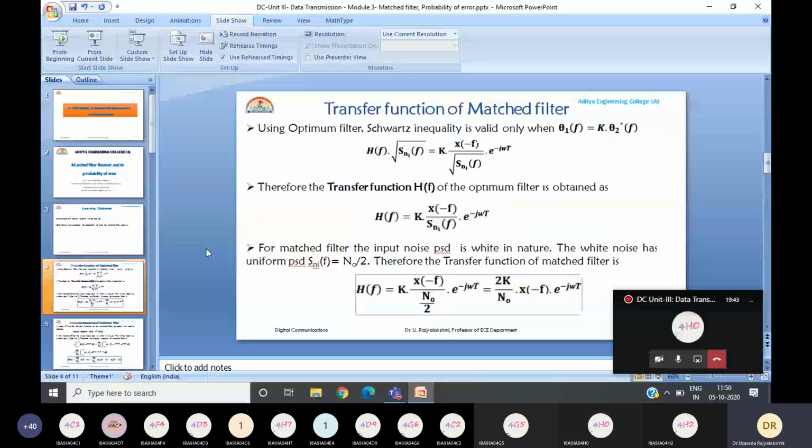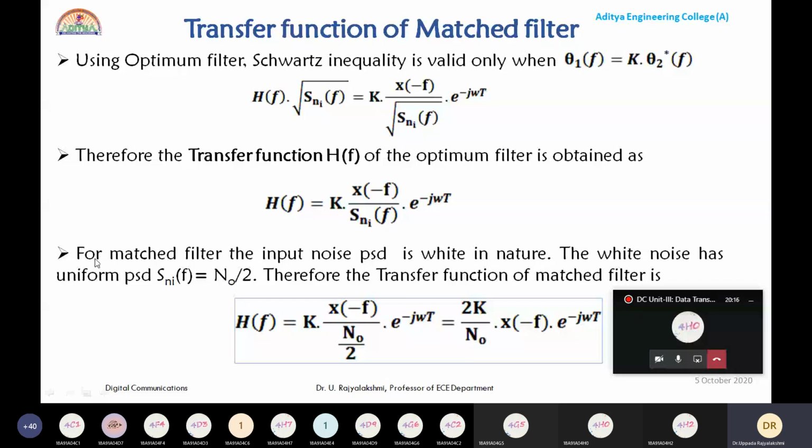So what is the transfer function? I will once again recollect. What is the transfer function of the matched filter? It is calculated based on the equation of the transfer function of the optimum filter, because the matched filter is the same as the optimum filter. But what is the difference? Here the input noise power spectral density is white noise. So we took the same expression and replaced SNI of f as N0 by 2.